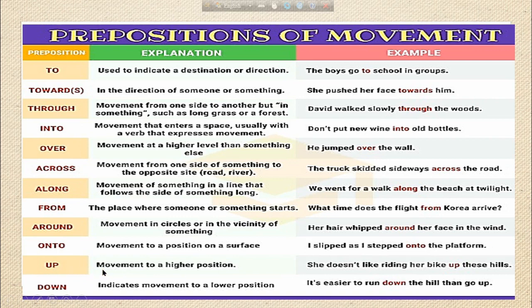Up indicates movement to a higher position. She doesn't like riding her bike up these hills. Down indicates movement to a lower position. For example, it's easier to run down the hill than go up.